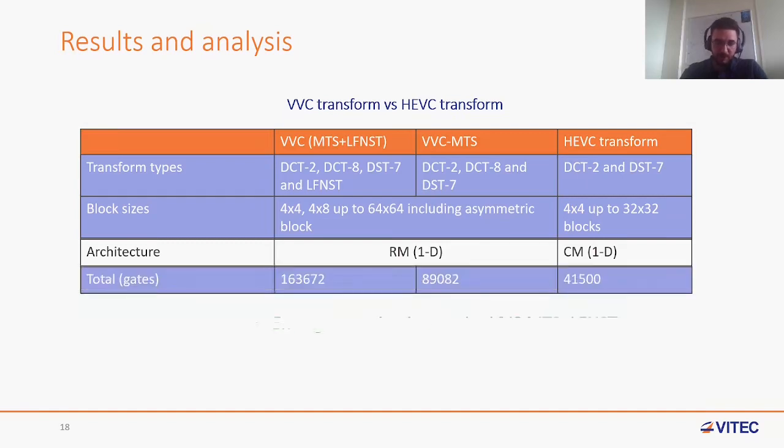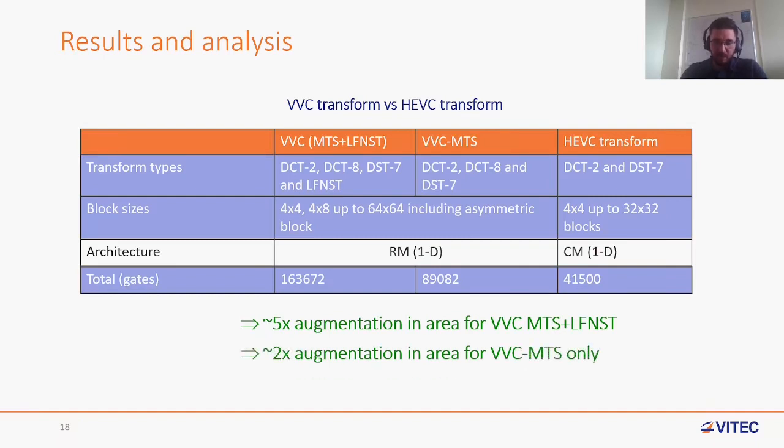In terms of surface, we notice that the VVC transform has 5 times augmentation in area when including separable and non-separable transform, that is MTS and LFNST. When eliminating the LFNST, which is the non-separable transform, and comparing only separable transforms against each other, we notice that the VVC transform is actually 2 times larger than the HVC transform. Now, all of this is considered to be reasonable since the VVC transform actually introduces new transform types and supports larger transform blocks.